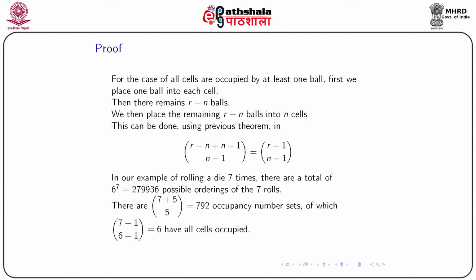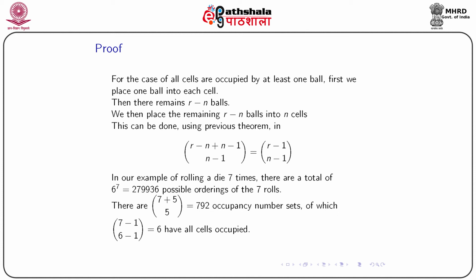For the case where all cells are occupied, if we put the restriction of at least one ball in each cell, first we have to place one ball into each cell. So if there are r balls and each cell will contain one ball, then we are left with r minus n balls. Then we can place the remaining r minus n balls into n cells, and this can be done using the previous theorem. R minus n plus n minus 1 choose n minus 1 is the same as r minus 1 choose n minus 1.